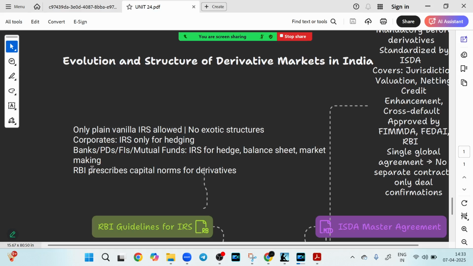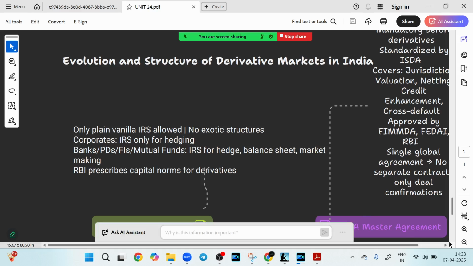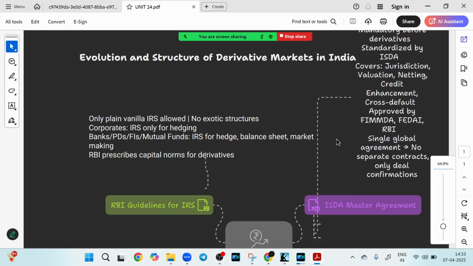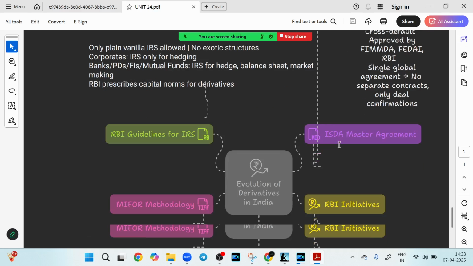Now let's end our discussion. So remember, FRA is the calm in the storm. It locks in certainty for what is coming next. Now friends, derivatives might sound complex, but in India they have been crafted with clarity and control, right? Thanks to ISDA and RBI guidelines, keeping it clean and clear. Let's look at it. What do RBI guidelines show?